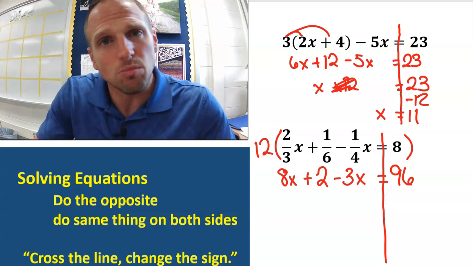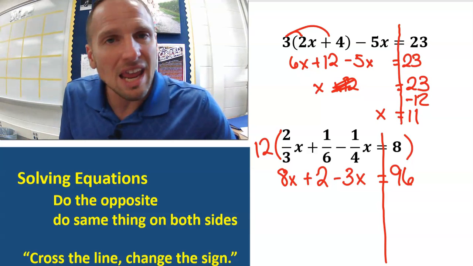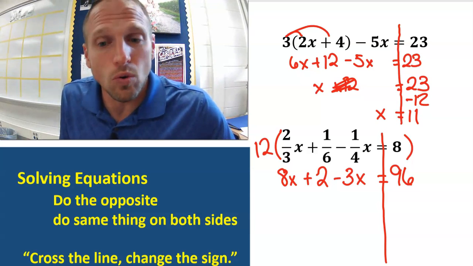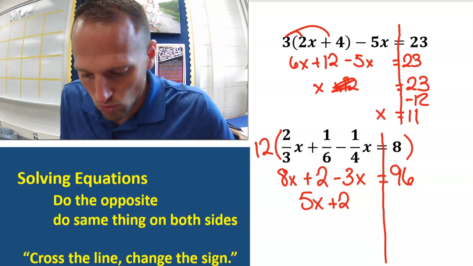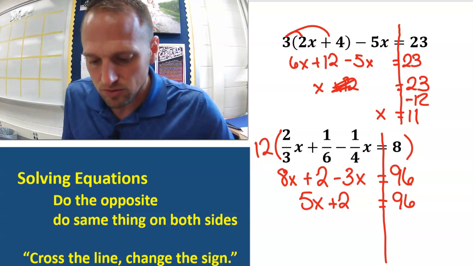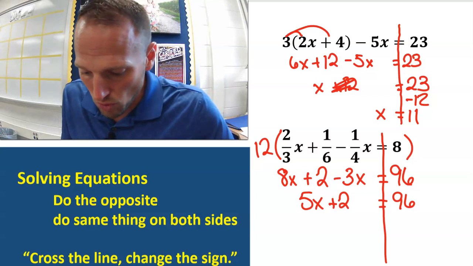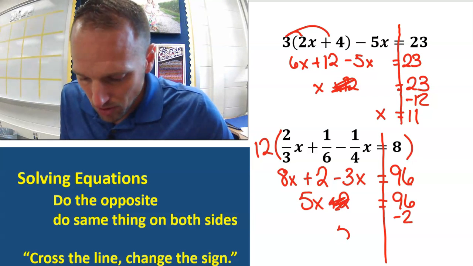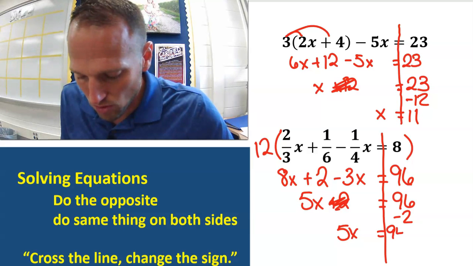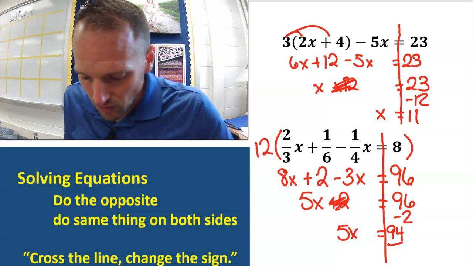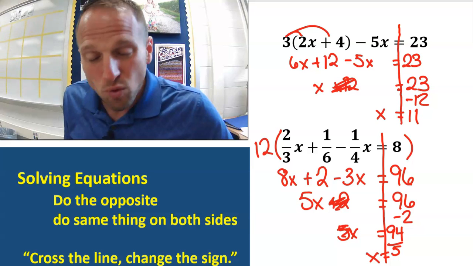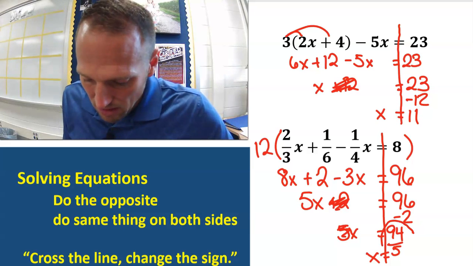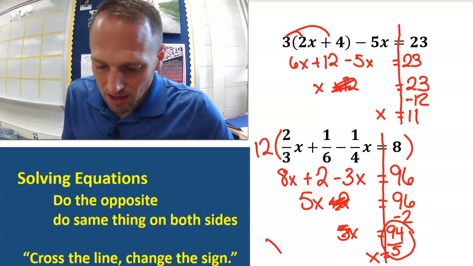So let's simplify the left side now. I've got an 8x and a minus 3x. So 8x minus 3x is going to be 5x, plus 2 is equal to 96. Okay, so now subtract the 2 over, minus 2. And we're going to get 5x equals 94. One last step, divide the 5 over. All we have left is x equals 94 over 5. We can't reduce that. That's just going to be our answer. x equals 94 over 5.